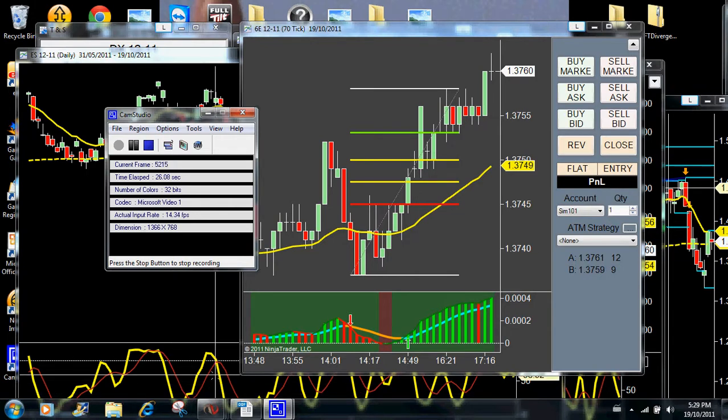And I use three real things. I use time, range, and volume as an indicator for me. Those are my main indicators: time, range, and volume.